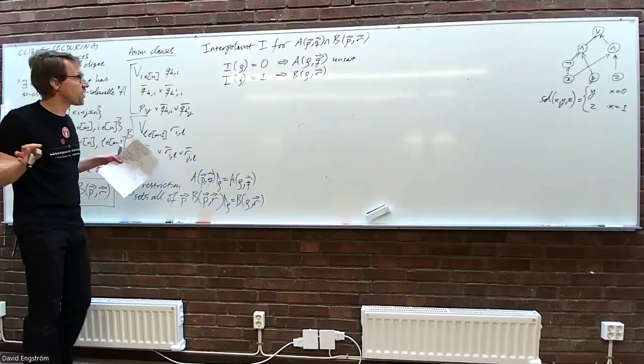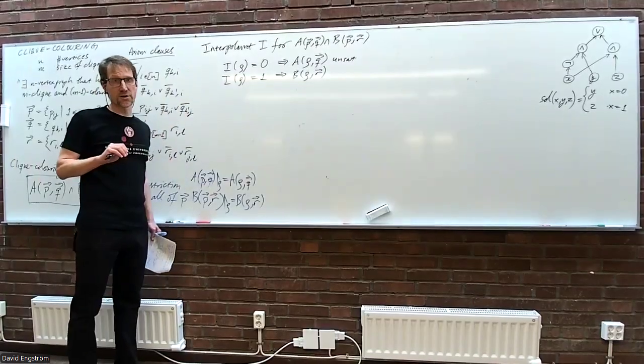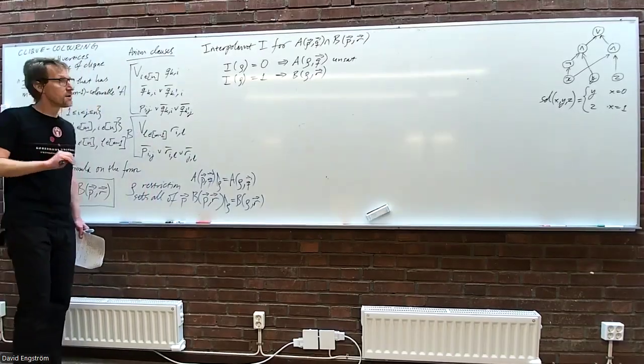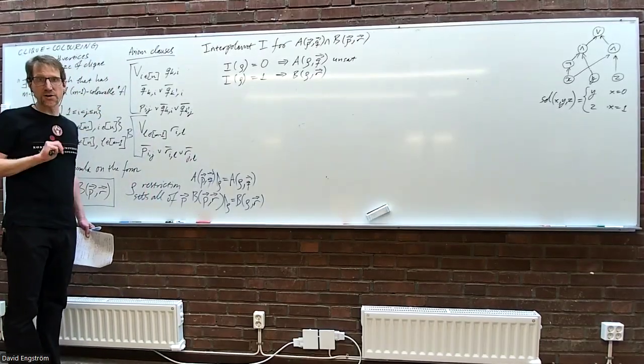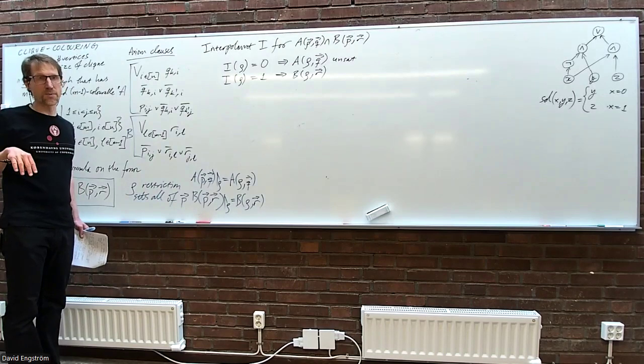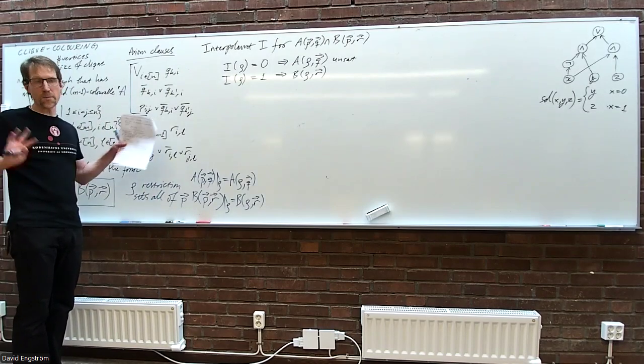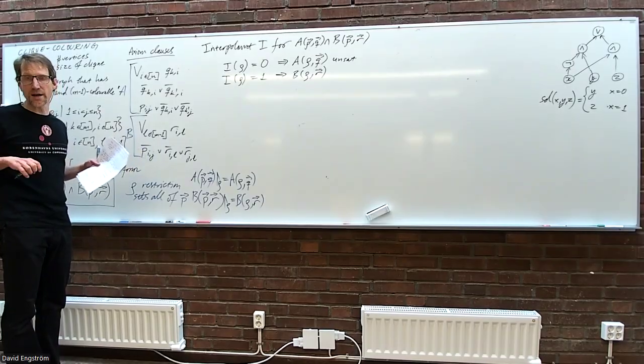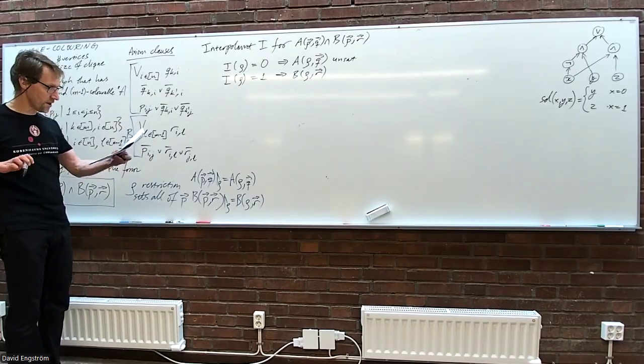So now we decided on a function. Any function has a Boolean circuit. So for any interpolant there is a Boolean circuit computing an interpolant. And then maybe there are many different interpolants, and then I can choose which one I like best. But there is always an interpolant.